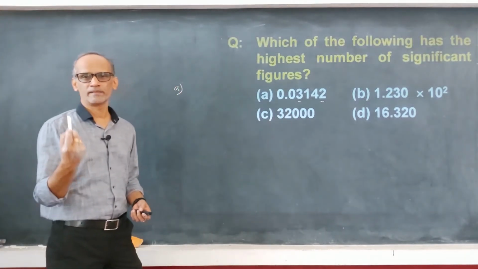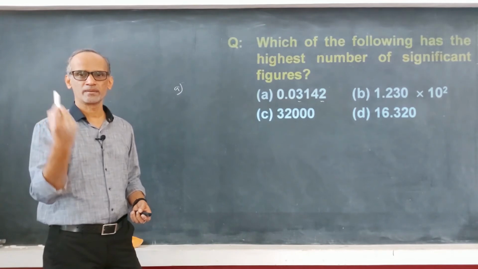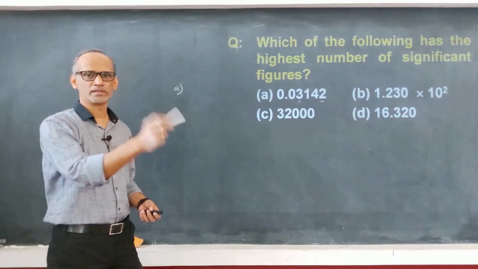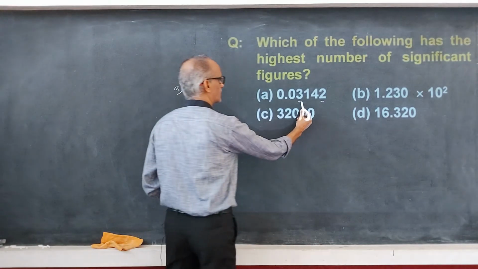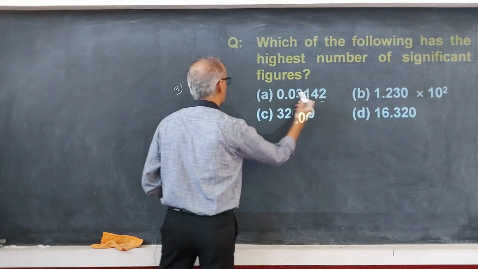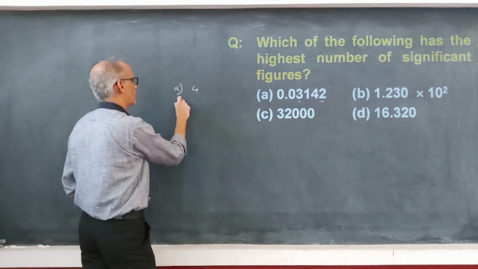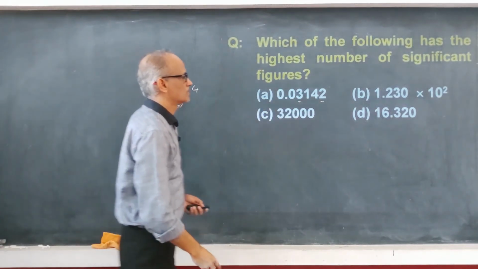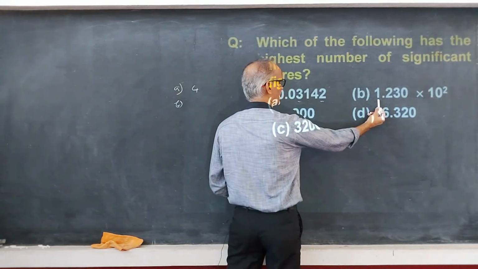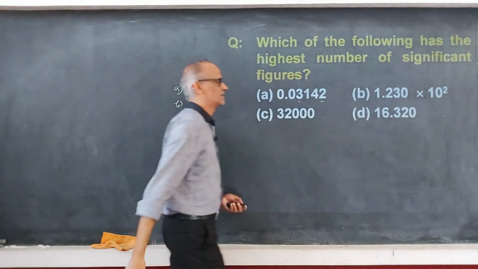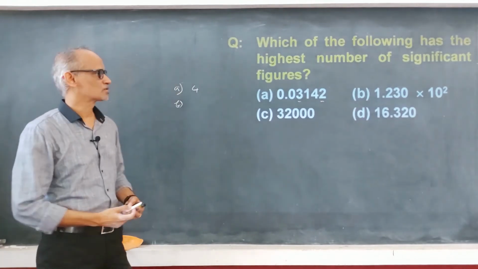So what is the rule when with the decimal? With the decimal, the first non-zero digit is the most significant digit. So total 1, 2, 3, 4. Then in option B, it's again most is 1, the least is 0 because that is the last digit. So total 4 again.